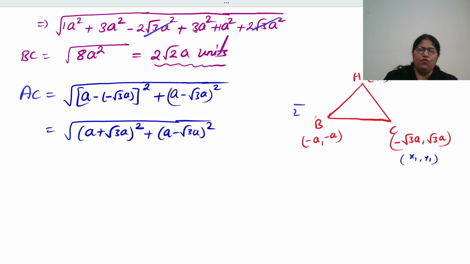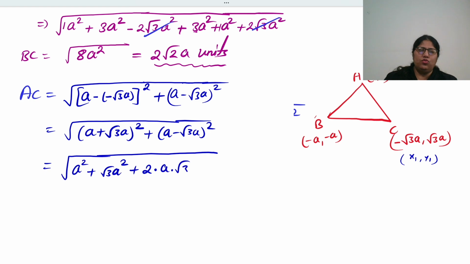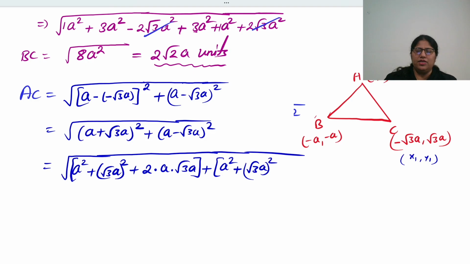Again, if you see, it is in the form of a plus b whole square and a minus b whole square. So if I use it here, a square plus b square, which is root 3a square, plus 2ab, 2 times a times root 3a, then a minus b whole square is going to be here. This is in the bracket. This is another bracket, a square plus root 3a, this is going to be whole square. Okay, use a bracket because there are two bases, so we must write here whole square. Minus 2 times a times root 3a. Now again, you are having the same value with different sign.